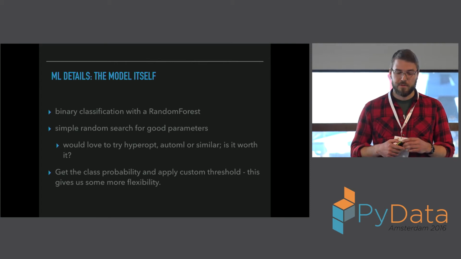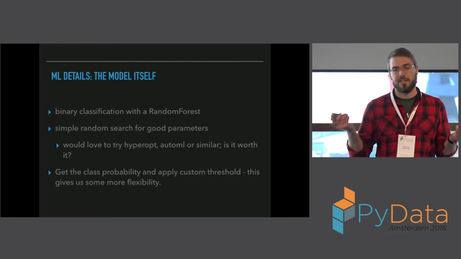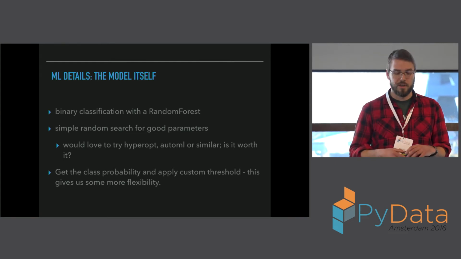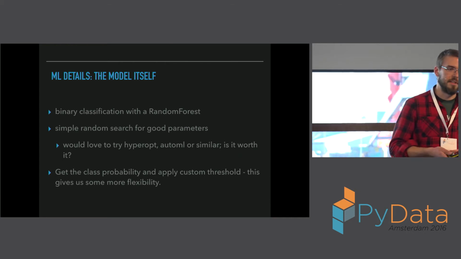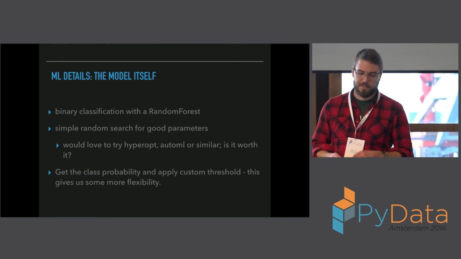The final thing about the model is that instead of getting just simple classification, we actually get the probability, because that allows us a little bit more flexibility. We can modify the threshold at which we classify something as good work.